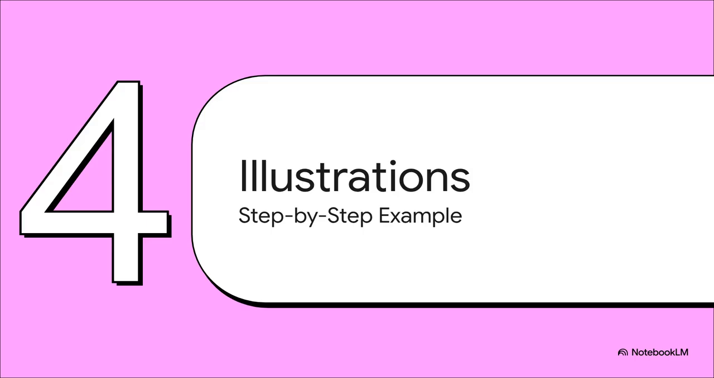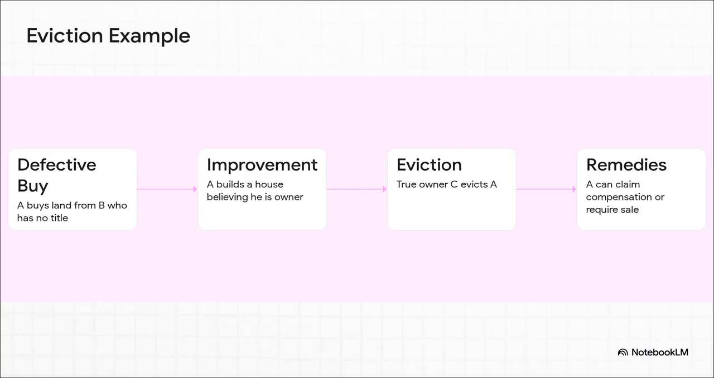Heading 4. Illustrations. Remember, providing an illustration demonstrates practical legal comprehension. Step 1. A buys land from B who had no title. Step 2. A built a house believing himself the owner. Step 3. True owner C evicts A. Step 4. A can claim compensation or require sale. I want you to draw this out step by step chronologically in your exam booklet.